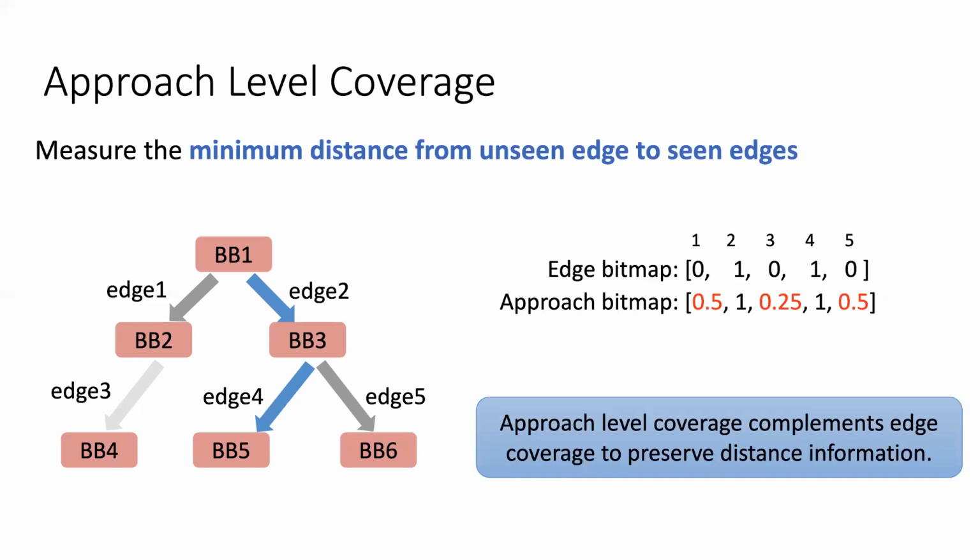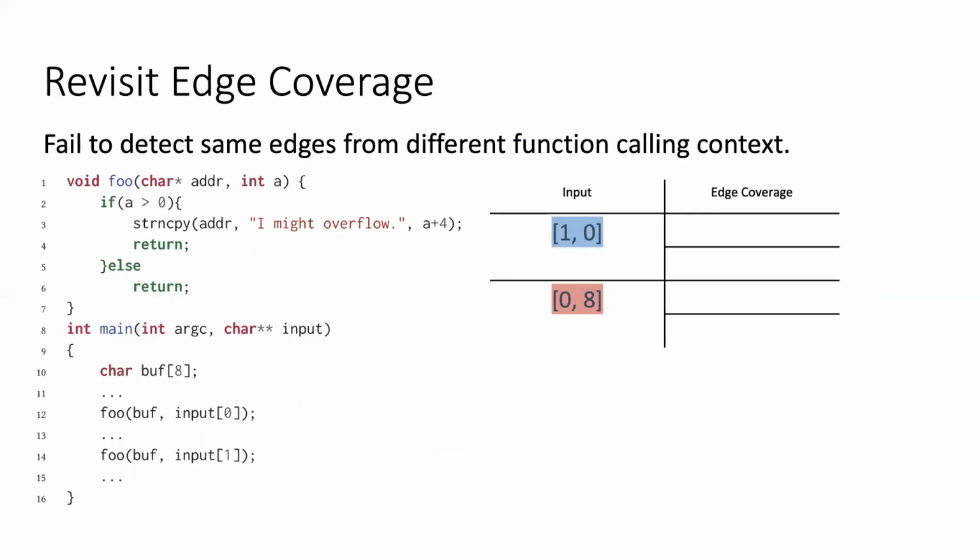Given the new approach coverage, we can preserve distance information and provide finer grained coverage. Next, let's revisit edge coverage. We show a case when it failed to detect the same edge from different calling stack. On the left is a simple code example. Say we have input 1, 0.